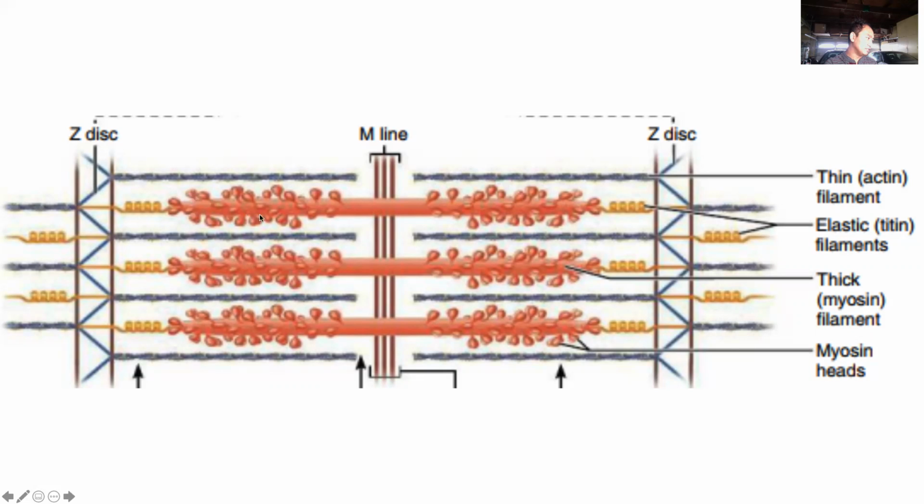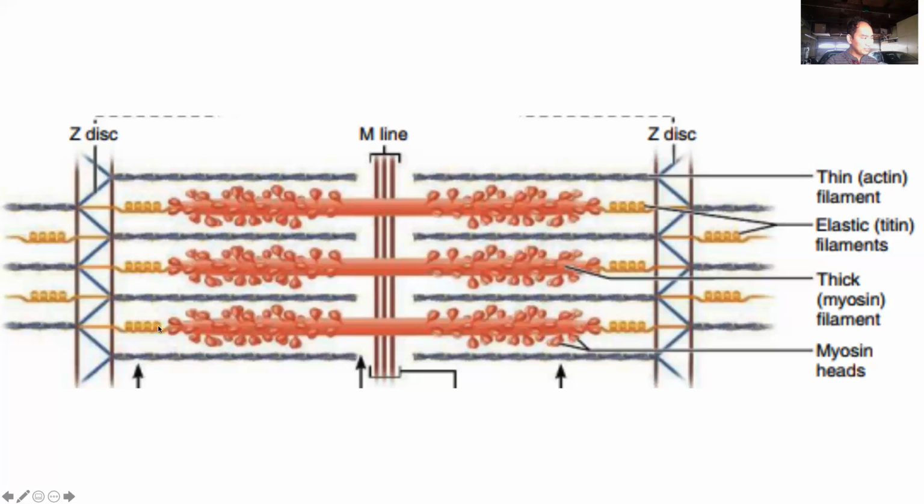The myosins do not attach to the Z line or Z disc. They only attach to the Z line using these little yellow spring-like structures, a protein called titin. And actins, they will attach to the Z line. Myosin does not attach directly to the Z line, it will go through the titin protein.